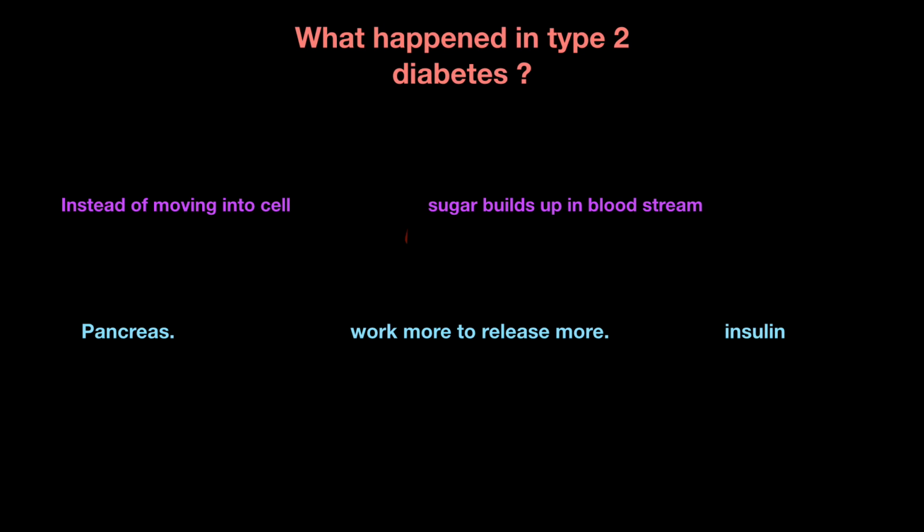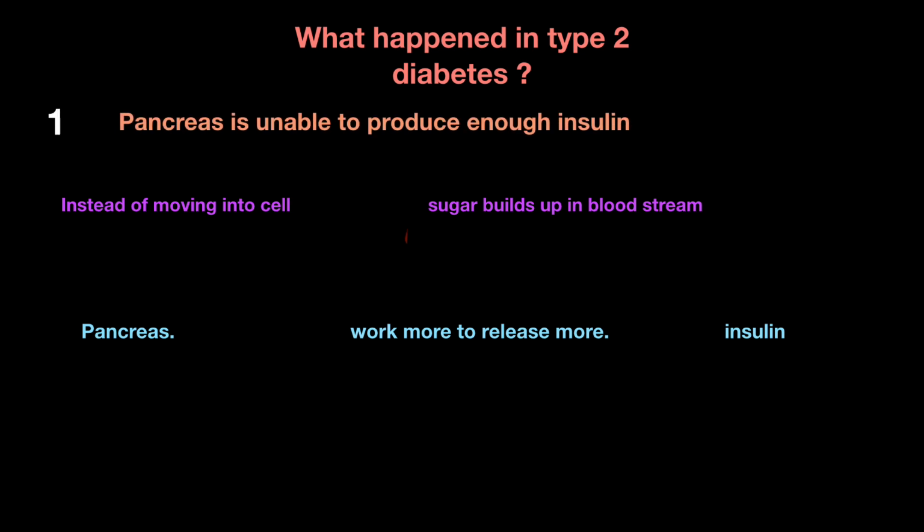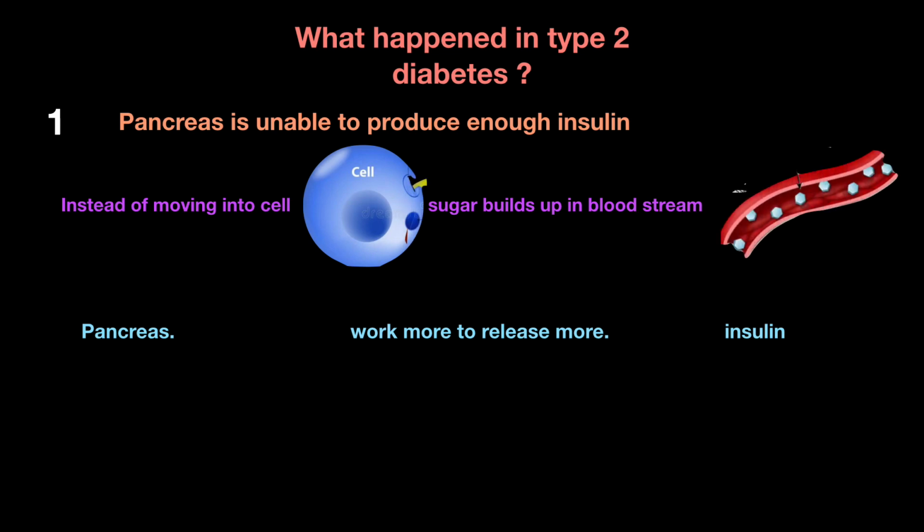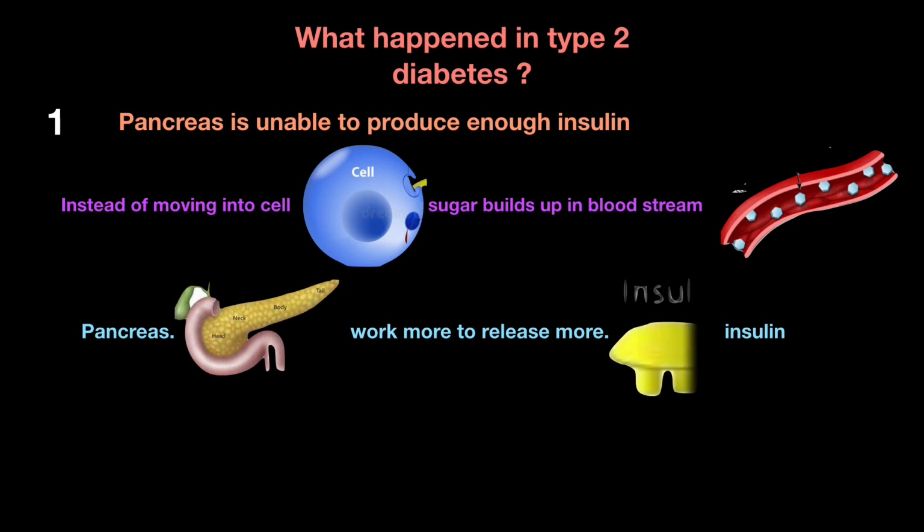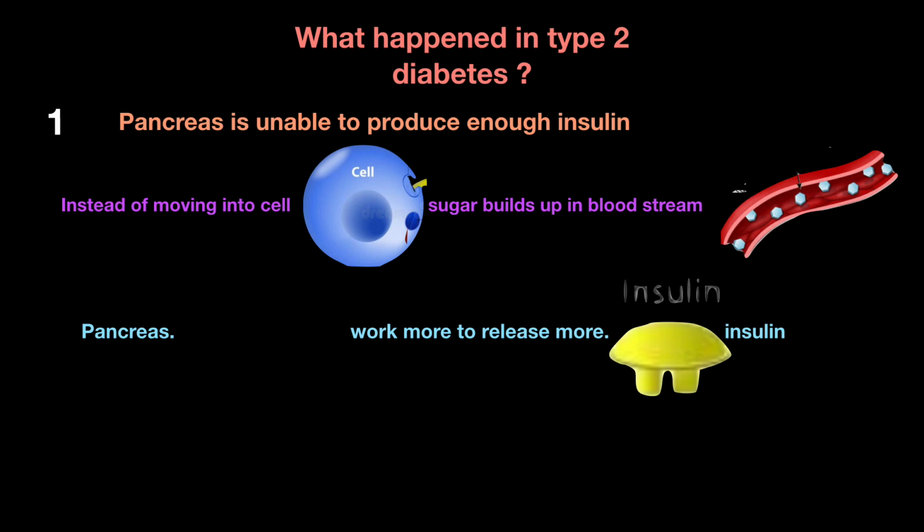What happens in type 2 diabetes? Type 2 diabetes occurs as a result of two interrelated problems. The first one is that the pancreas is unable to produce enough insulin. In type 2 DM, instead of moving into the cell, sugar builds up in the bloodstream. As sugar builds up, the pancreas needs to work more to release more insulin. This overwork causes impairment in pancreatic beta cells and they cannot make enough insulin. Again, sugar builds up in the bloodstream.